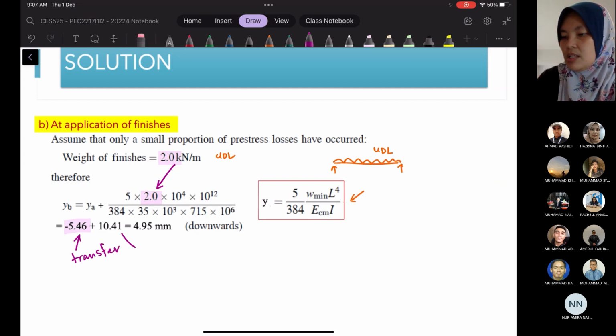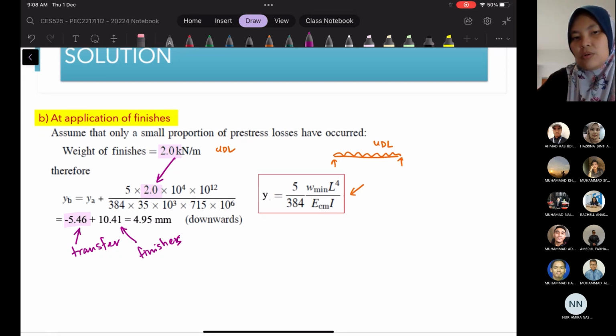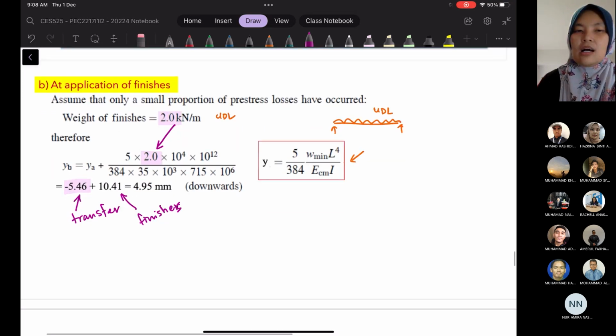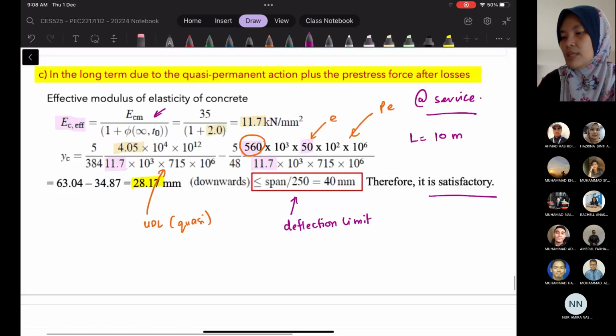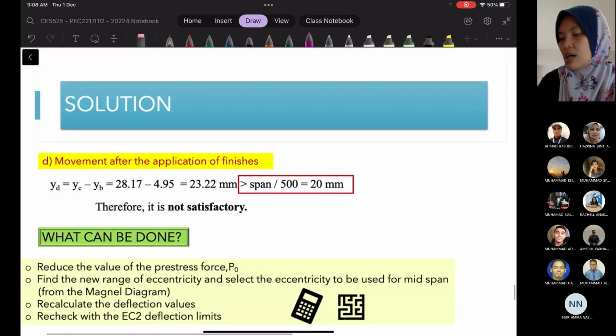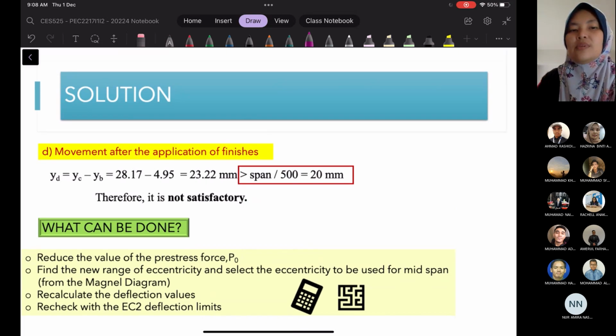Okay, yang ni pula adalah application of finishes. Jadi kita punya finishes, right? So at the end, we are going to have to compare these two values with the span over 500. So kita akan combine the value of deflection at service as well as at the transfer stage, right?